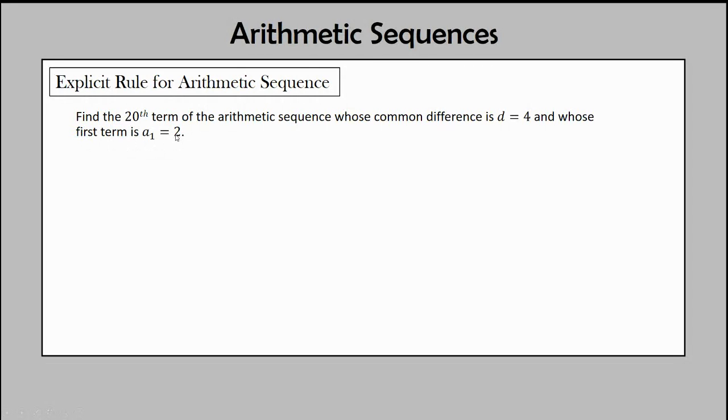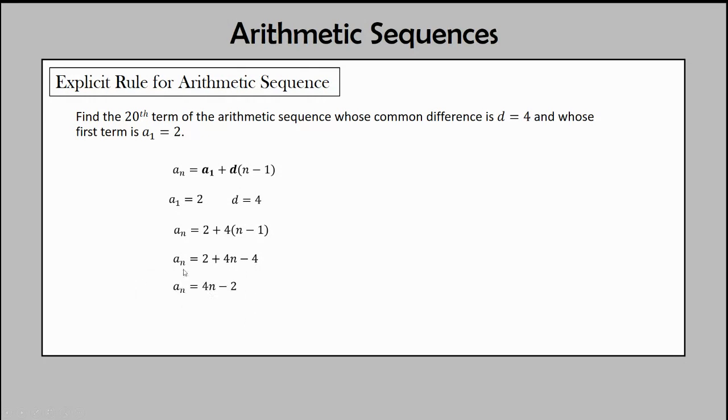A sub 1 is 2. All right, well, again, here's our formula. To be able to write a formula, we need two things: the first term of the sequence and the common difference. So we have those two given to us. A sub 1, the first term of the sequence, is 2, and the common difference is 4. Plug those in, simplify, distribute the 4 through, combine like terms: 4n minus 2.